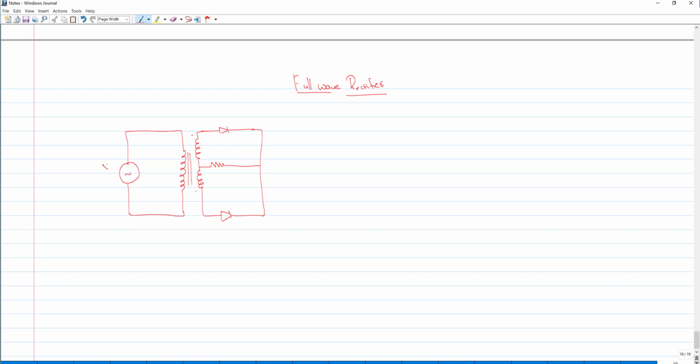Now, this is my source voltage. This is my transformer. This is the transformer primary, transformer secondary side 1, and transformer secondary side 2. This is the load. This is my voltage drop.